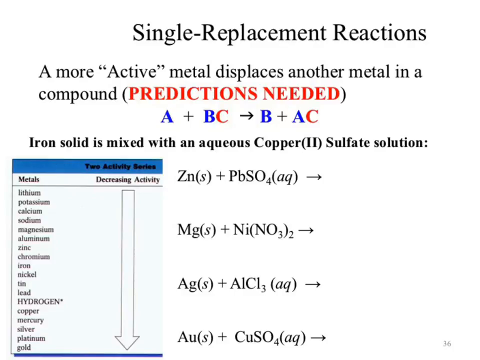Give me the products of these single replacement reactions. The first one, what do we want to identify? Find our metals. What happens in a single replacement? Exchange them.